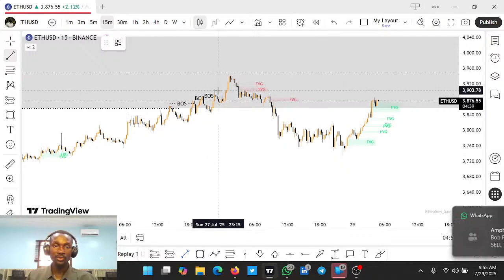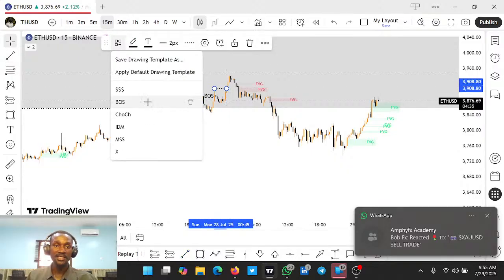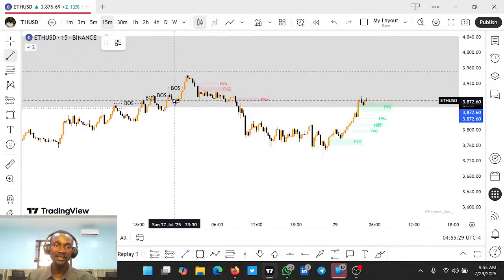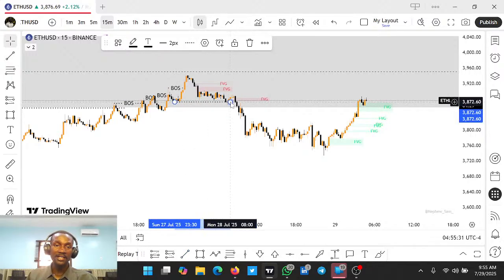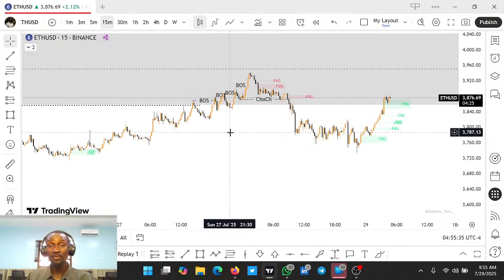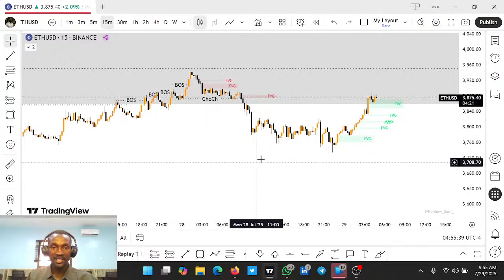This is the last break of structure on the 15-minute time frame. And what do you see? The market gave us a change of character. So that's the confirmation for a sell. Ethereum is a sell. So this change of character.